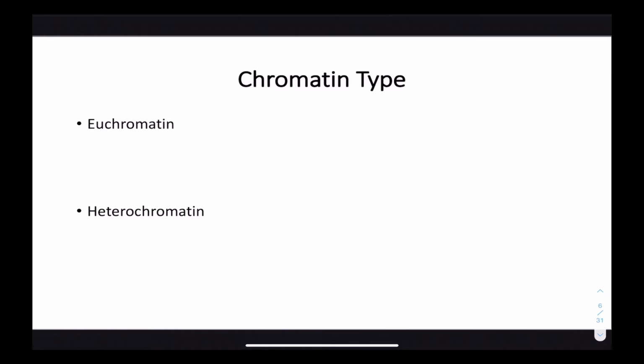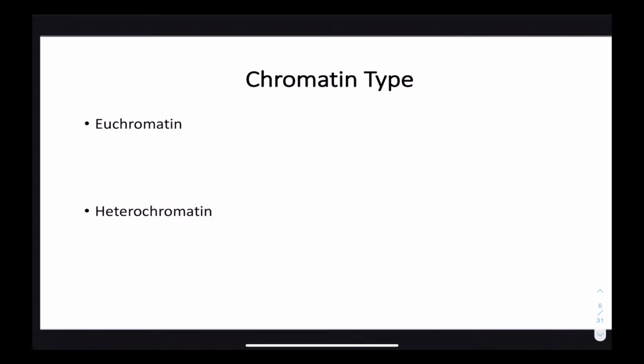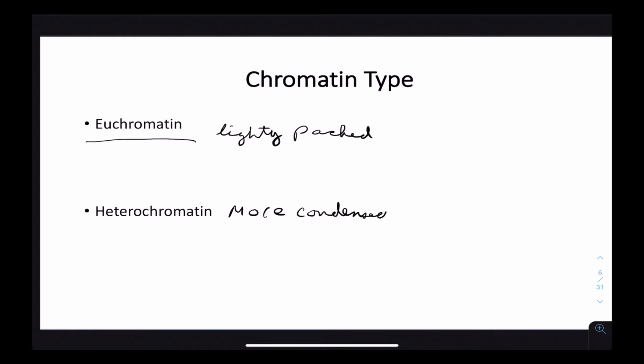Chromatin can be of two types. We can either have euchromatin or we can have heterochromatin. Euchromatin is lightly packed, whereas heterochromatin is much more condensed, meaning it's much more tightly packed. So again, euchromatin is lightly packed, it's less condensed, and this is active. The gene is going to be active over here.